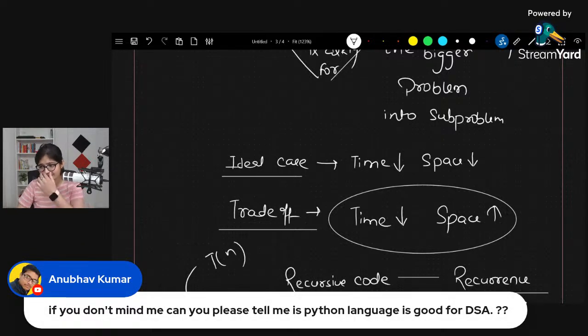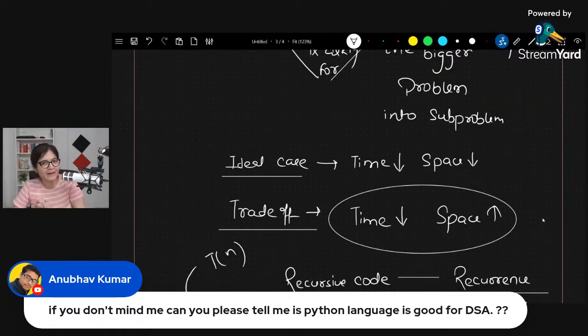If you don't mind, can you please tell me, is Python a good language for DSA? Yes. See, DSA is independent of any programming language. I always say, if you are preparing for interviews, to crack the interviews, I believe the maximum audience here wants to crack product-based companies. No company will tell you to use this programming language, otherwise they will not opt for you. A company will never force you to write in any particular programming language.